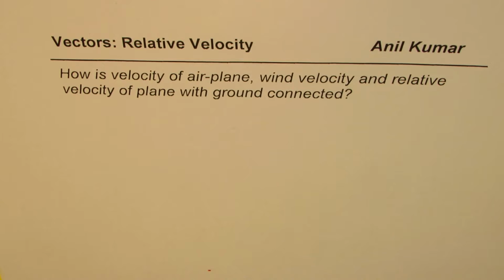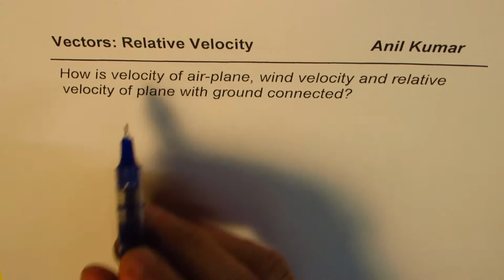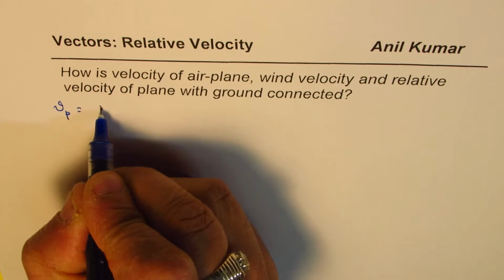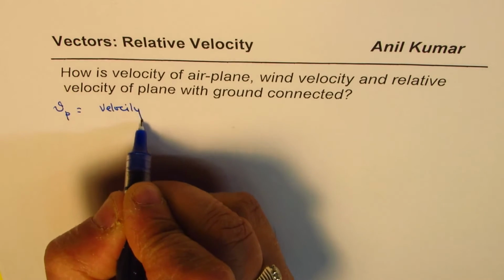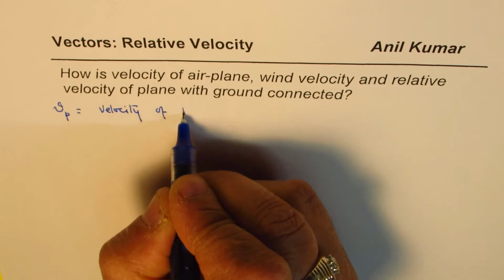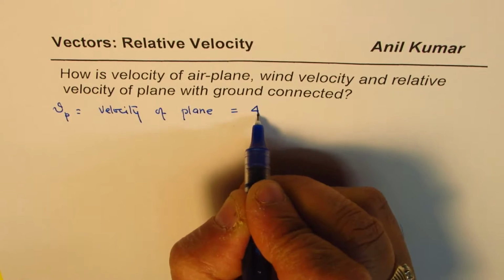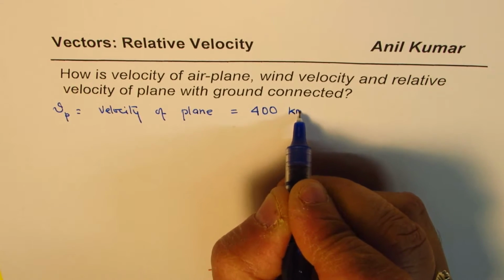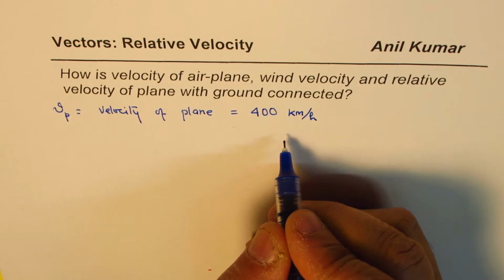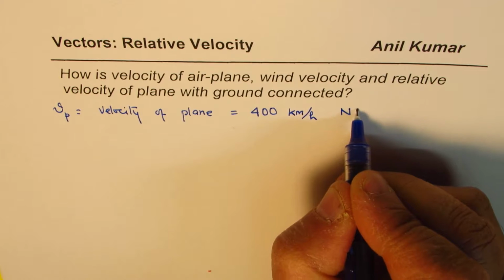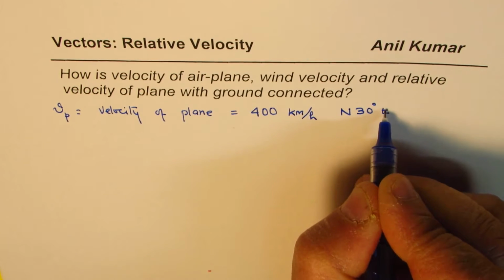I've been asked this question so many times, and so I thought, let me just make a video to explain the whole thing. So let's consider the velocities of these things as, let's say, Vp as velocity of plane. Let me give it some value. Let us say it is 400 kilometers per hour, and let's also give some direction to this, right? It's a vector after all, so we'll give it direction as from north, let's say 30 degrees east.